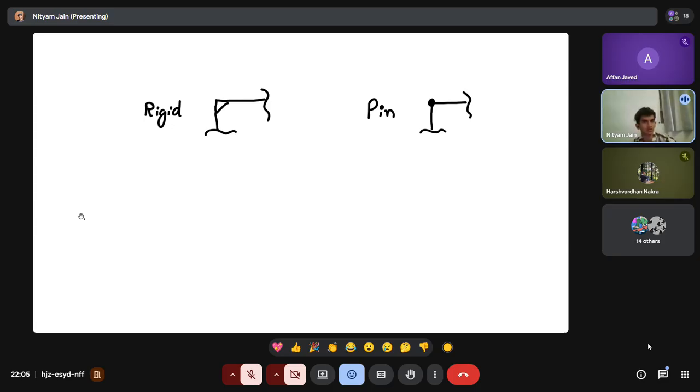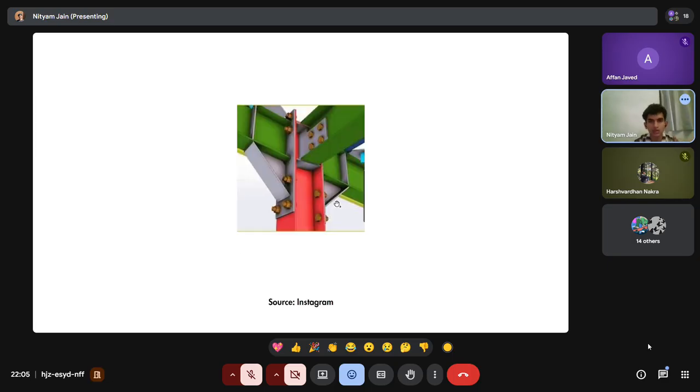A rigid joint is represented like this, and a pin joint like this. If a member makes a rigid joint with the ground, it's called fix. If it's a pin joint with the ground, it's called hinge. A pin acts like a literal pin where it can rotate or move along it. And rigid and fixed are like a monolithic concrete sort of thing where it cannot rotate or move.